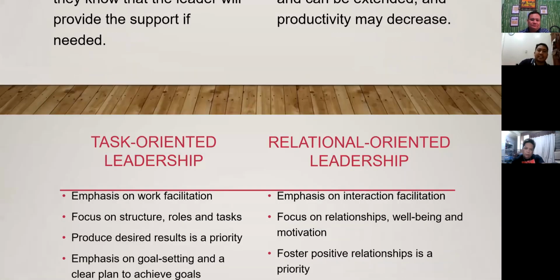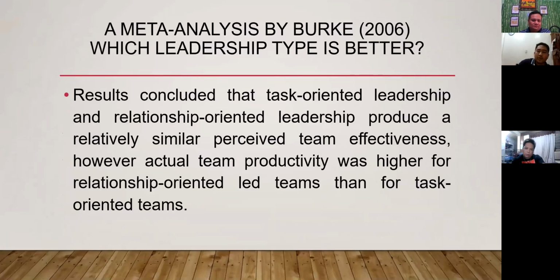Ayan, nabanggit na po natin yan. If you were to ask which leadership type is better, according to meta-analysis by Brook in 2006, results concluded that task-oriented leadership and relationship-oriented leadership produce a relatively similar perceived team effectiveness. However, sabi po dito, actual team productivity was higher for relationship-oriented led teams than for task-oriented teams. So, when it comes to efficacy, medyo similar sila, magkalapit naman sila.